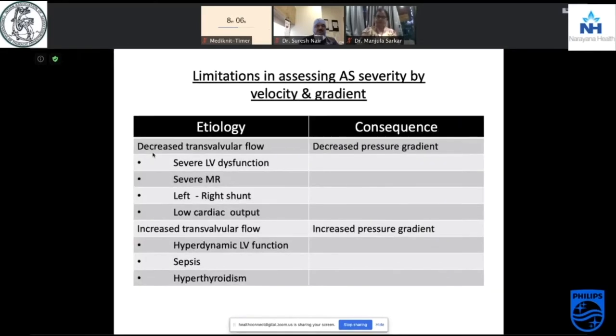And what are the limitations? If it is so reliable, are there any limitations? There are limitations of the velocity method or gradient method. These can be divided into two groups. Whenever there is an increase in the flow across the aortic valve, there is going to be an increase in pressure gradient. And if the transvalvular flow is reduced because of poor LV, sepsis, or severe MR, in such cases the pressure gradient is going to be decreased. In such cases, you are going to underestimate the severity of aortic stenosis.